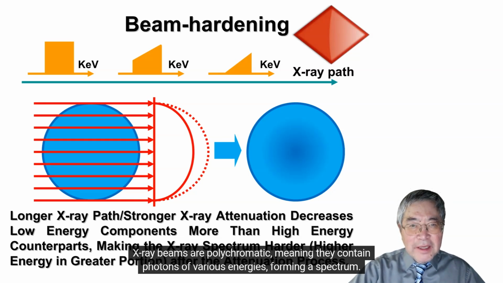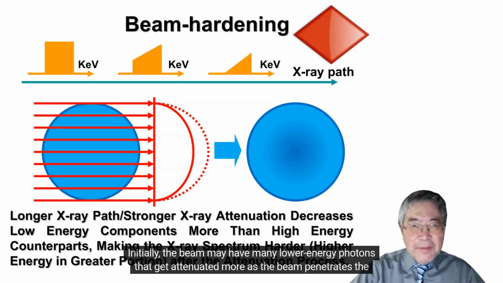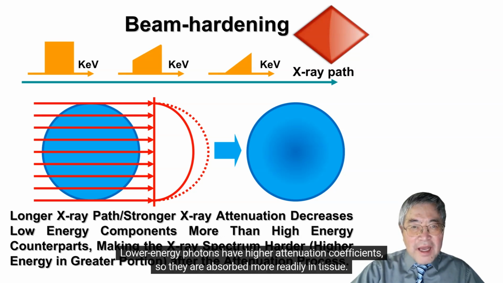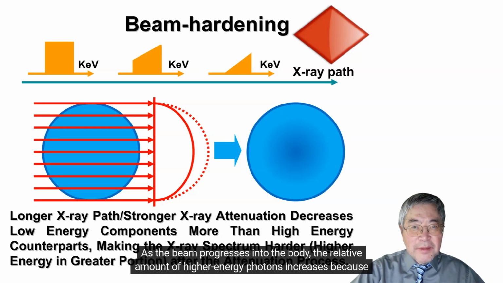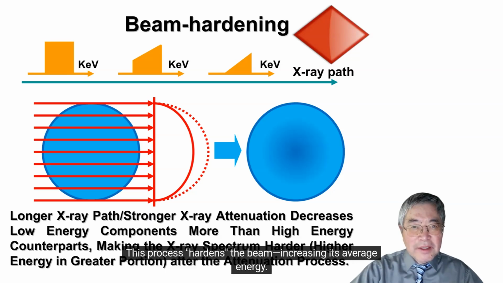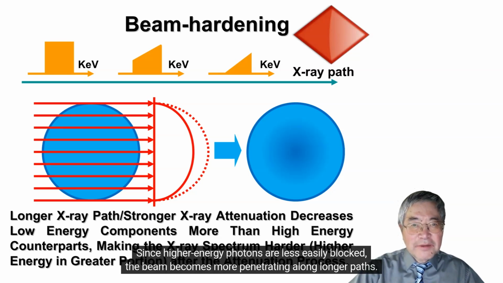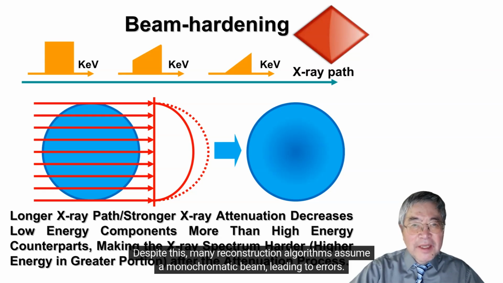X-ray beams are polychromatic, meaning they contain photons of various energies forming a spectrum. Initially, the beam may have many lower energy photons that get attenuated more as the beam penetrates the object. Lower energy photons have higher attenuation coefficients, so they are absorbed more readily in tissue. As the beam progresses into the body, the relative amount of higher energy photons increases because they penetrate deeper. This process hardens the beam, increasing its average energy. Since higher energy photons are less easily blocked, the beam becomes more penetrating along longer paths. Despite this, many reconstruction algorithms assume a monochromatic beam, leading to errors.